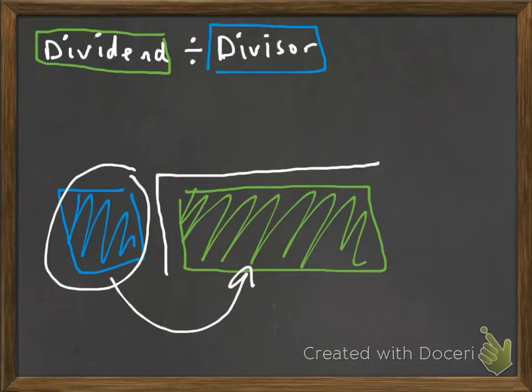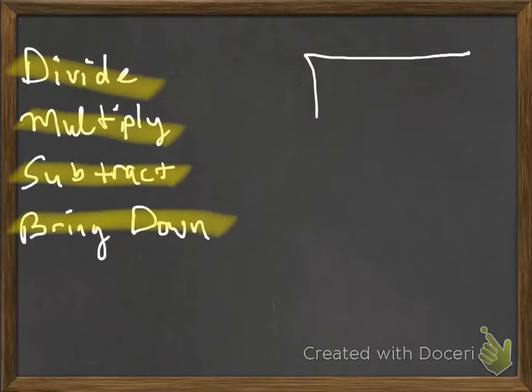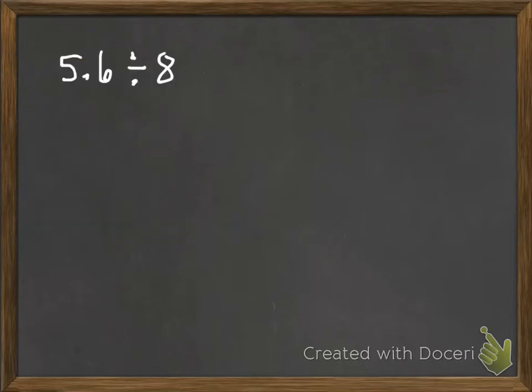All right, beautiful. So let's talk a little bit about long division. The first step is to always divide. Then we multiply, subtract, and then bring down. And then we repeat if necessary. Let's get into the numbers.